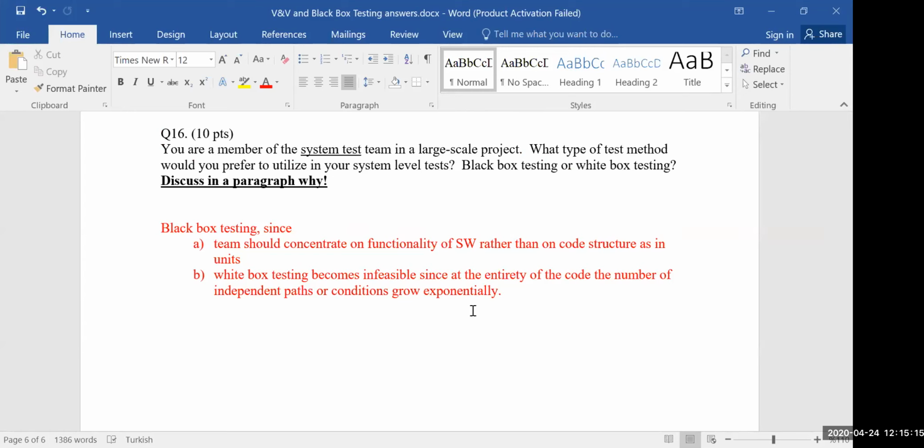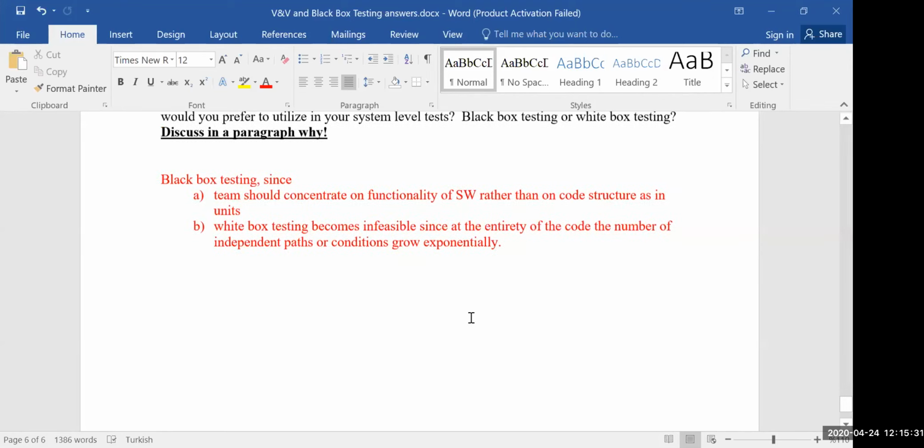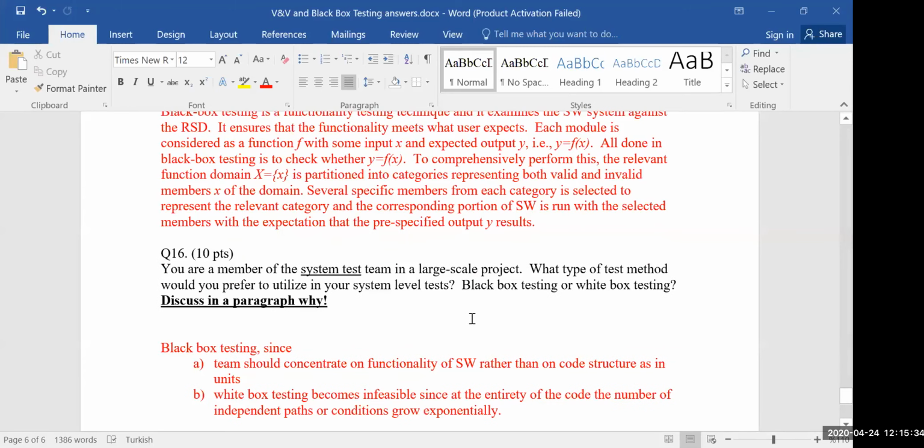White box testing becomes infeasible. Infeasible in Turkish means uygulanamaz, gerçekçi değil. Since at the entirety of the code, the number of independent paths or conditions grows exponentially. So the answer here is black box testing.